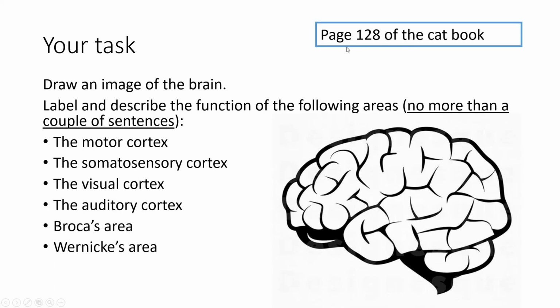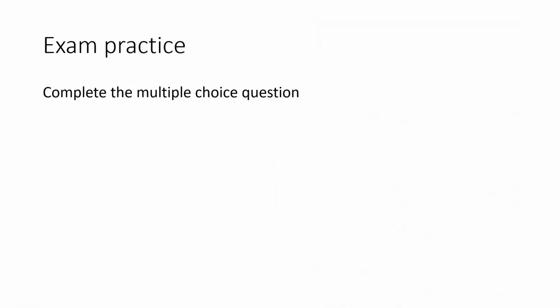If you are using the cat book, then you'll be able to use page 128 to help you. The Green Hair Girl book doesn't have this section, so what I will do is I'll leave some links to websites in the Google Classrooms page, or you can just go back through the PowerPoint to look there. And once you've done that, what I'd like you to do is just complete the multiple choice questions, which I'm going to put up on the Google Classroom as well.